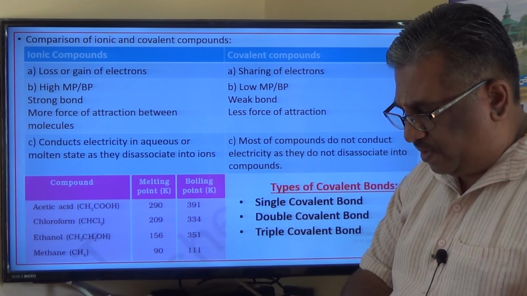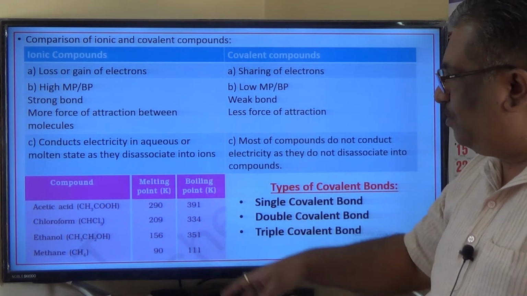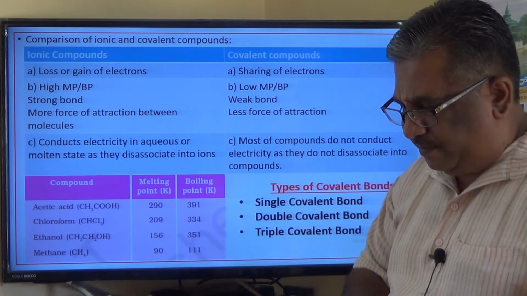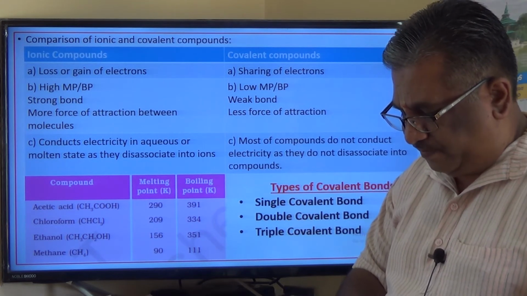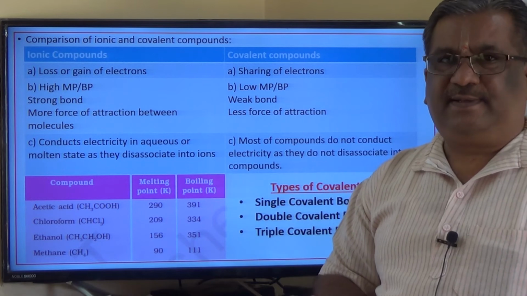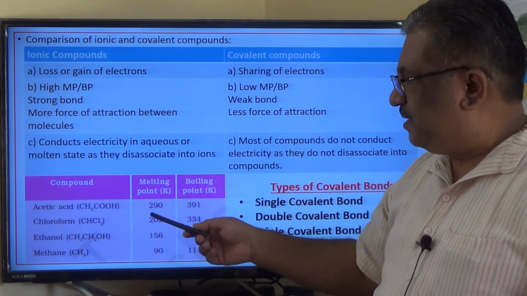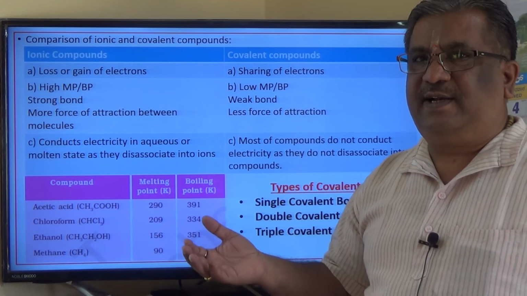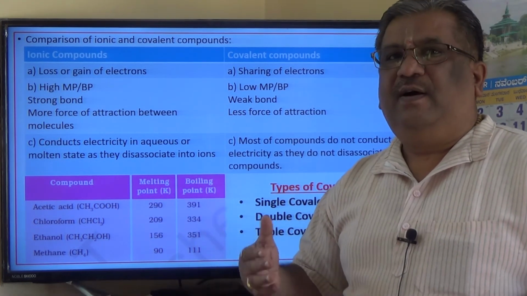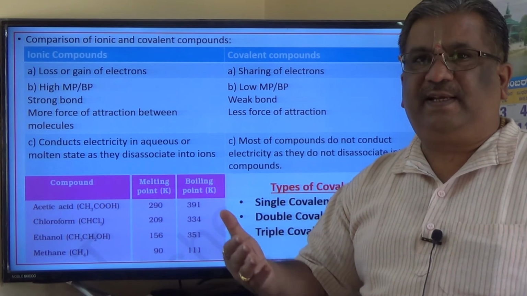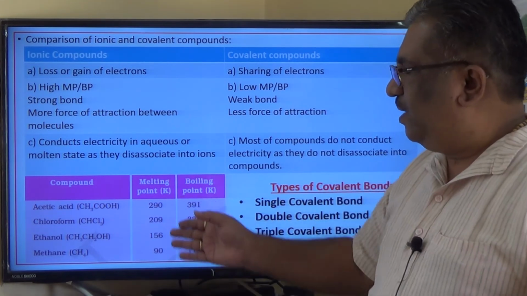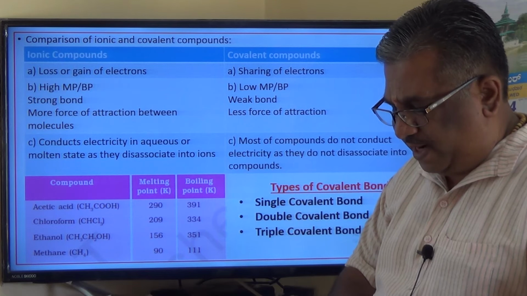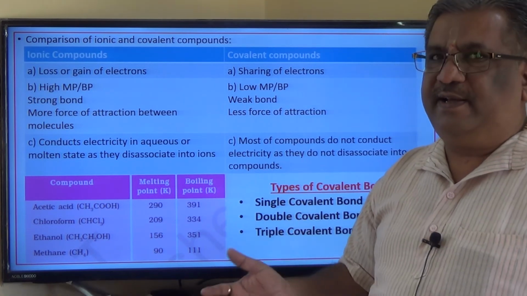So how do you convert it to degrees Celsius? Degree Celsius is equal to Kelvin minus 273, isn't it? So 290 Kelvin minus 273 gives me 17 degrees Celsius. That means acetic acid's melting point is 17 degrees Celsius. In winter, acetic acid will become solidified, and therefore pure acetic acid is also called glacial acetic acid. Its boiling point is 391 Kelvin, so 391 minus 273 is 118 degrees Celsius.